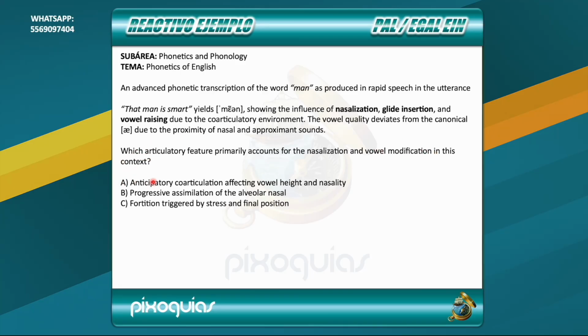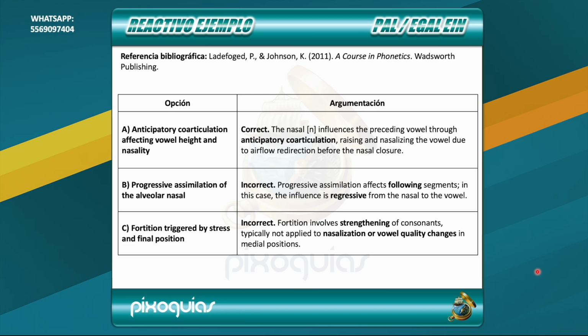A. Anticipatory co-articulation affecting vowel height and nasality. B. Progressive assimilation of the alveolar nasal. Or C. Fortition triggered by stress and final position. Correct answer is A. Anticipatory co-articulation affecting vowel height and nasality. The nasal N influences the preceding vowel through anticipatory co-articulation, raising a nasalized vowel due to the airflow redirection before the nasal closure. B and C are incorrect.